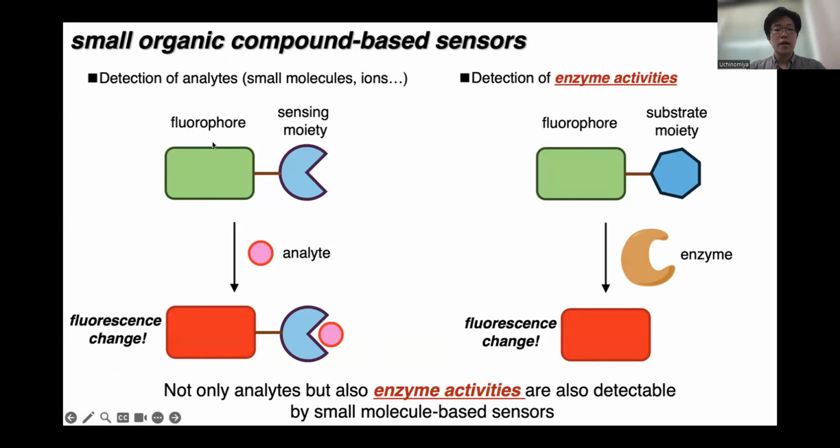And actually, these fluorescent probes can also be applicable for detection of enzyme function, which means the activity of the target protein. In this method, the fluorescent probe reacts with the enzyme, resulting in a structural change and fluorescence change. I will explain the details of this part later. I will initially talk about the detection of analytes with fluorescent probes.